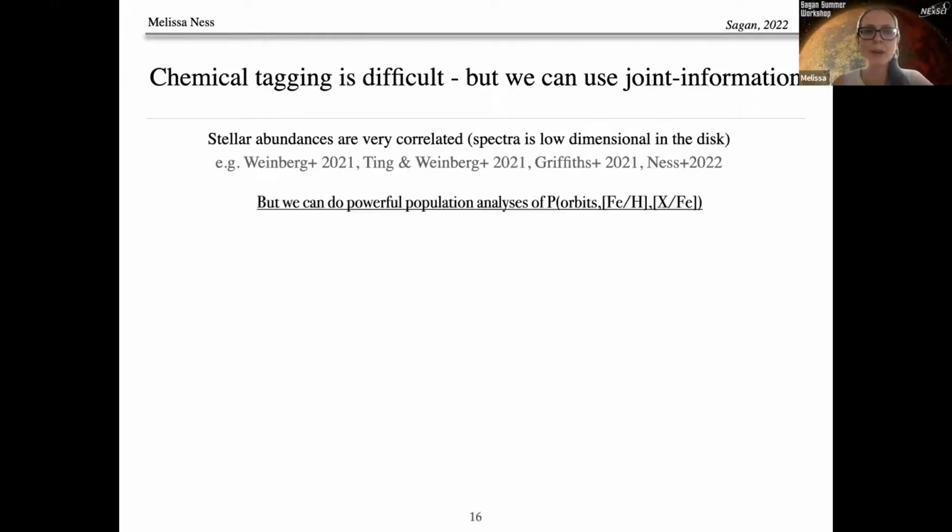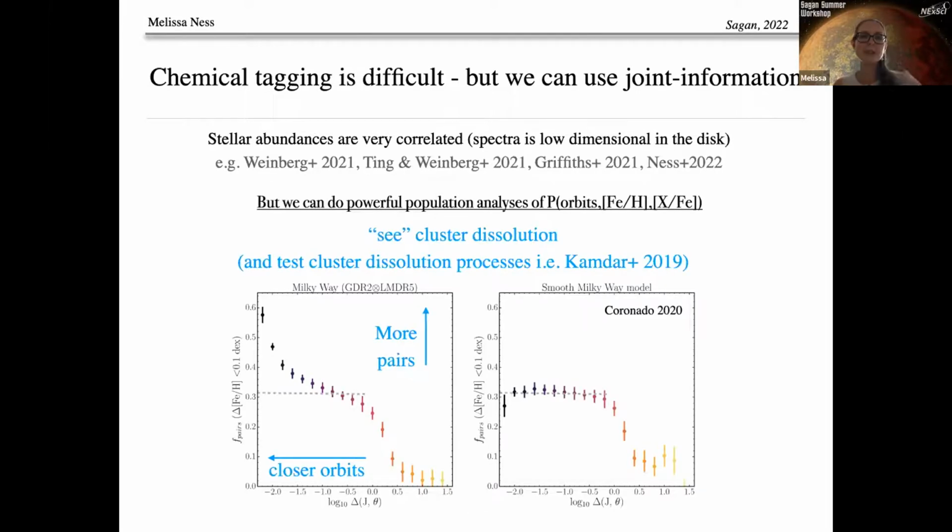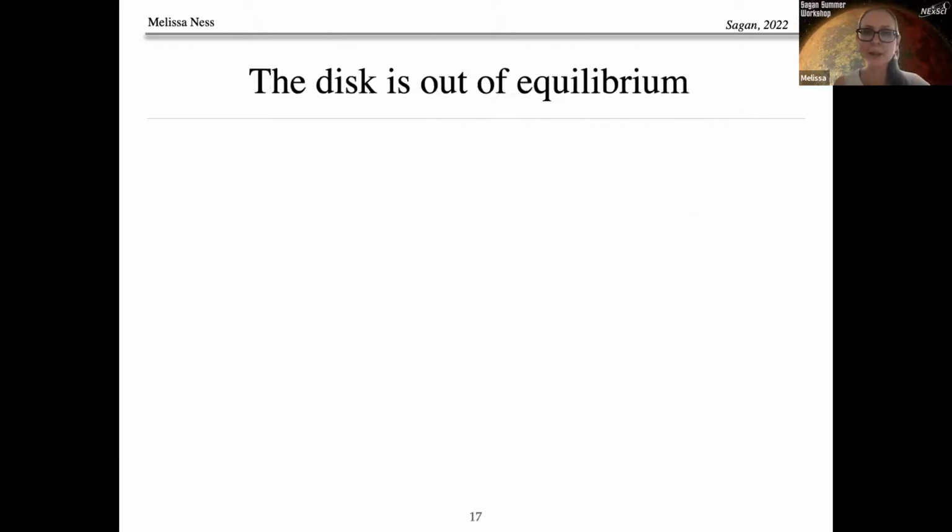So as you move further up on this figure, you're getting to more pairs with identical metallicities. So you see in the smooth Milky Way model, it's flat on the y-axis as you go to closer orbits, but in the Milky Way, you get more and more pairs of stars with identical metallicities as you go to closer orbits. And this is thought to be due to the clumpiness, the dissolving clusters that we're actually observing using the distribution of many, many stars across the disk, in this sort of functional form. And this is a really nice example of using a statistical analysis to do that.